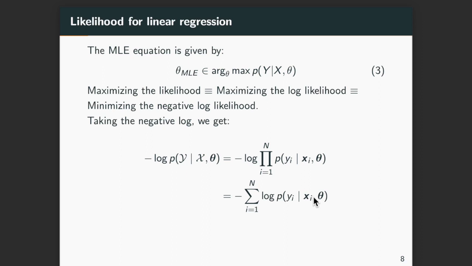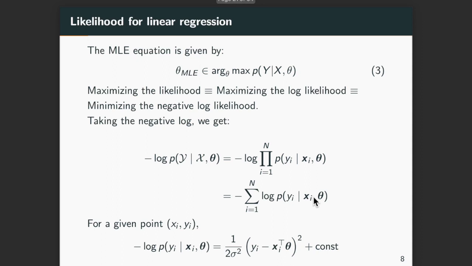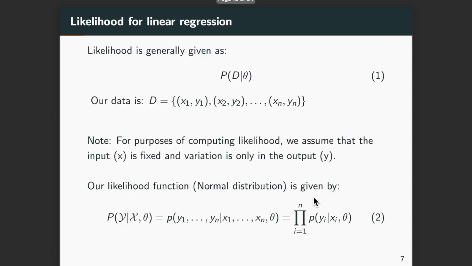To simplify the problem, let's consider a single data point xi and yi, and then we can just sum over this to get the term of interest. So for a given point xi comma yi, we can write it in this fashion. You have to prove this on your own. Can you work this out in your notebooks? We know the PDF of the normal distribution. Let me first, if you want, you can take a snap.